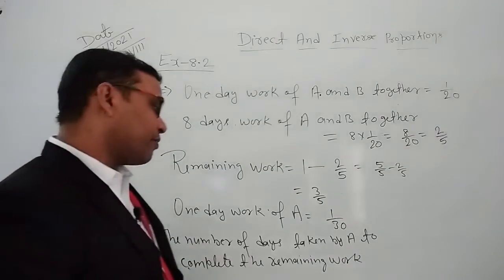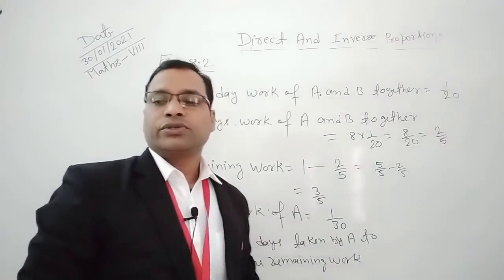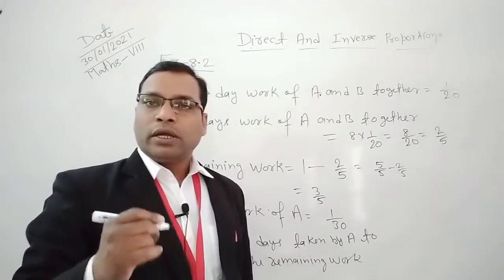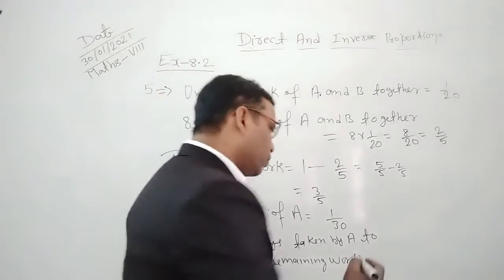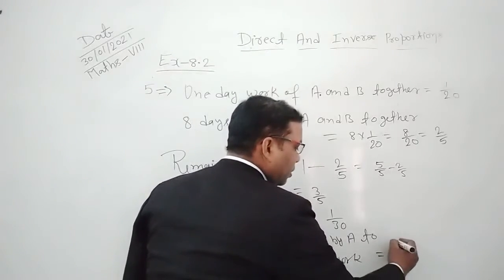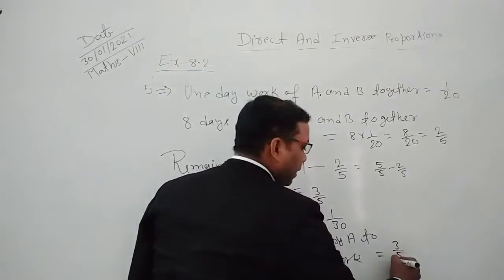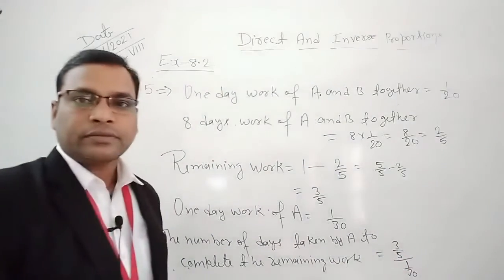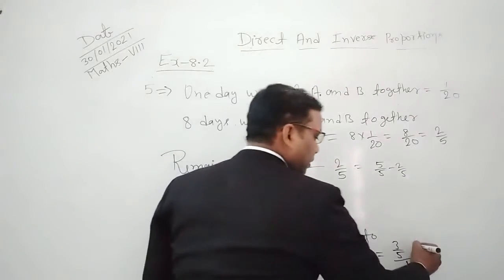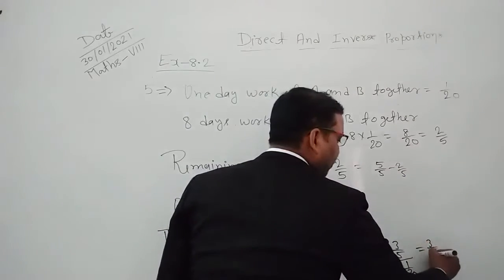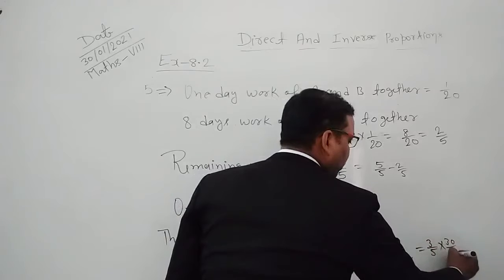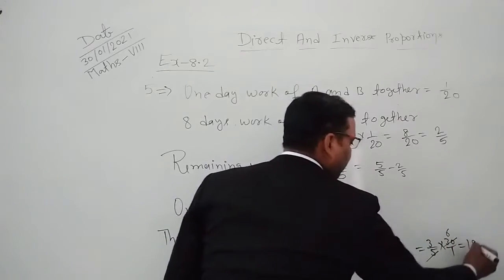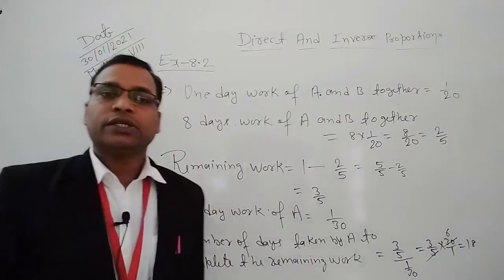To complete the remaining work, this is called the work to be done by A, 1 day work. So work to be done is 3/5 divided by 1 day work. This is equal to 1/30. Or you can write 3/5 into 30/1. This is equal to 18. The required day is equal to 18.